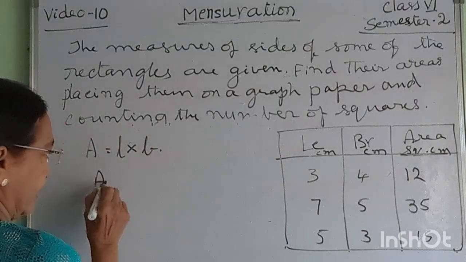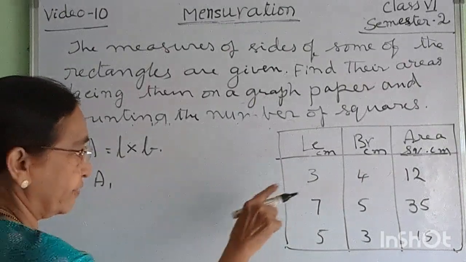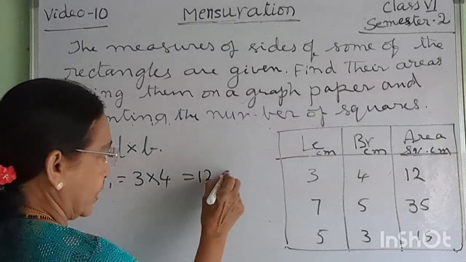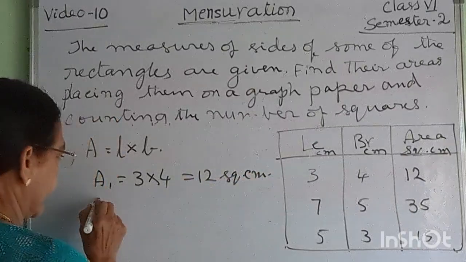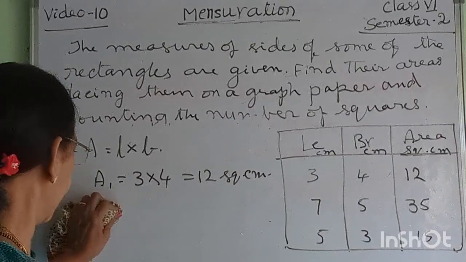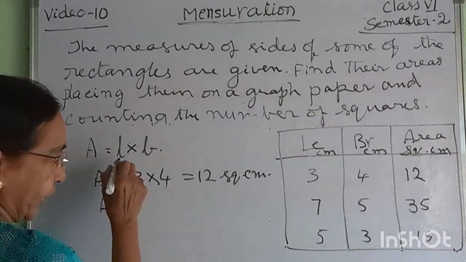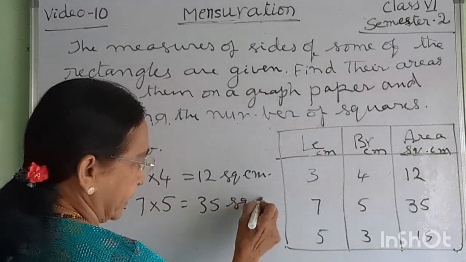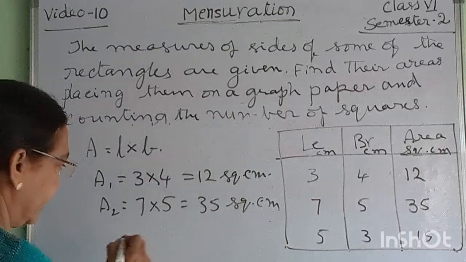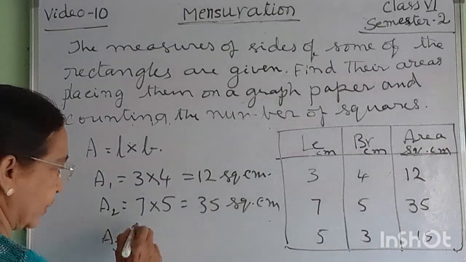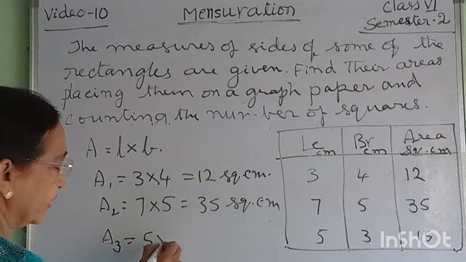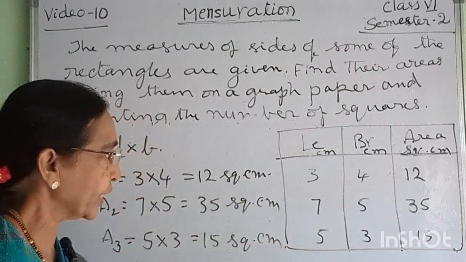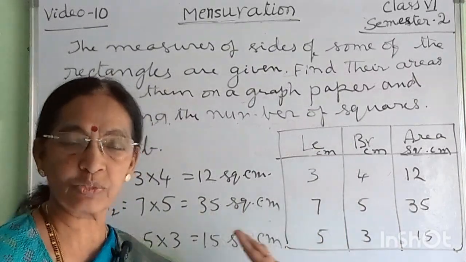Area of a rectangle is equal to L into B. Therefore, for the first one, let us say A1, the area of the first rectangle is equal to length 3 into breadth 4. 3 fours, 12 square centimeters. Next, area of the second rectangle is equal to L into B, 7 into 5, 35 square centimeters. And the third rectangle's area A3 is equal to length into breadth, that is 5 into 3, 15 square centimeters. So we got the same area.